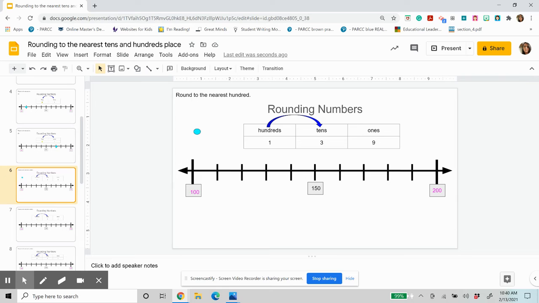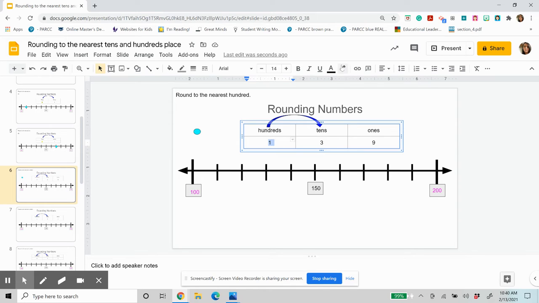All right, so let's see what happens when we start to talk about hundreds. So I have the number 139. It's telling me now to round to the nearest 100. So I want to underline or highlight my 100, at least in the beginning. So I know the first number is 100. The next 100, if I'm counting by hundreds, would be 200.